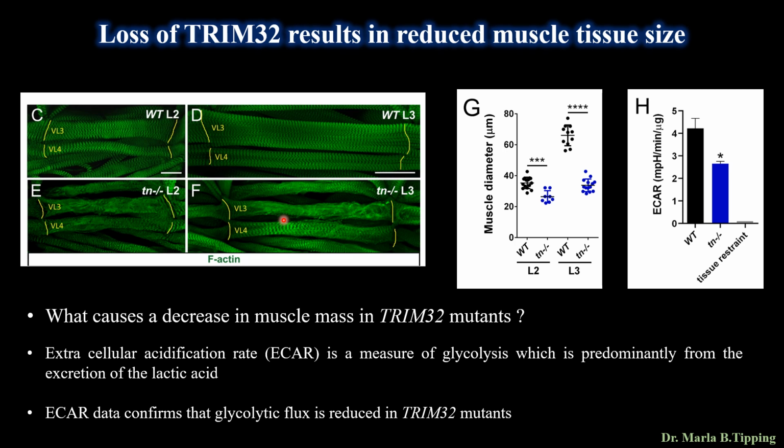And to do that, we used the ECAR assay. ECAR is basically the extracellular acidification rate, which measures the excretion of lactic acid upon glycolysis. And we find that glycolysis was significantly reduced in our TRIM32 mutants as compared to wild type. Hence, our ECAR data along with our metabolomics data confirms that in our TRIM32 mutants, glycolytic flux is significantly reduced.